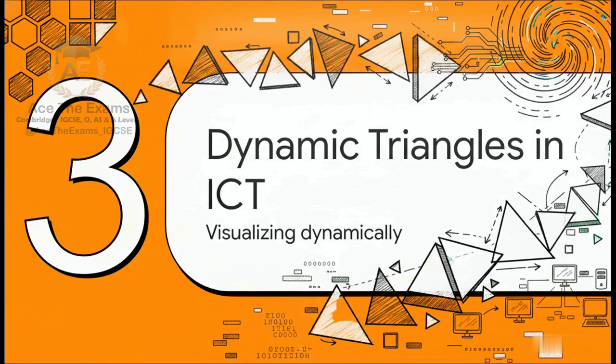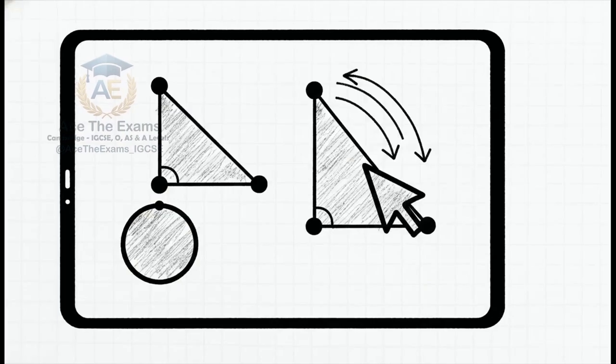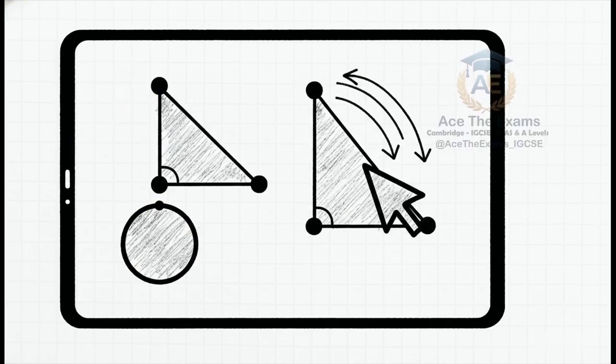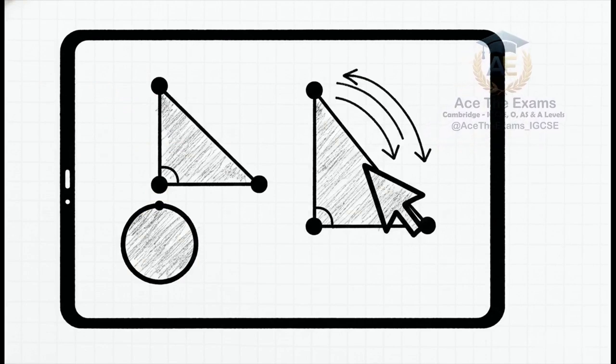All right, on to Section 3, dynamic triangles in ICT, visualizing similar triangles digitally. Up until now, we've been working with static geometry, tiles physically glued down to a floor or a wall. But now, we're going dynamic. We're bringing in ICT, which stands for Information and Communication Technology.